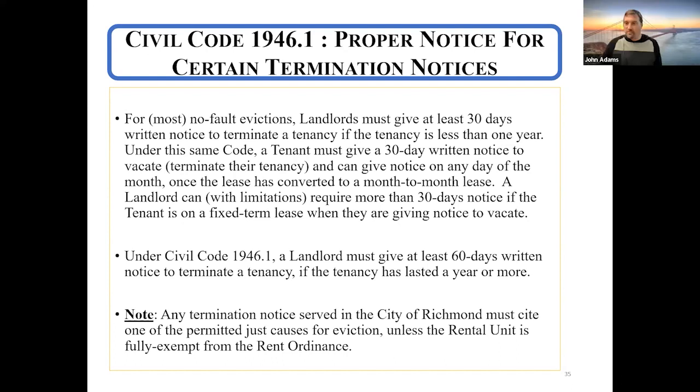But other noticing requirements are set by California law.